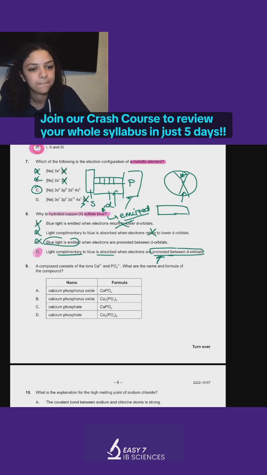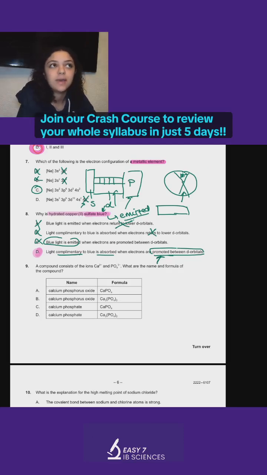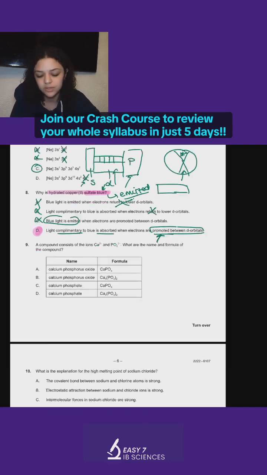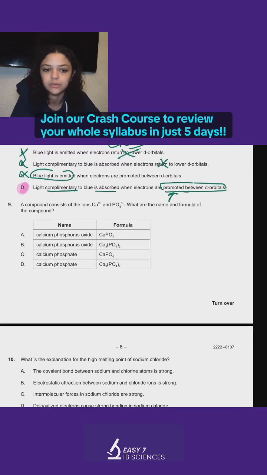What paper is this? This is the May 2022 Time Zone 1, paper 1H. This is an HL question. Yes, it is. Don't worry. If you don't know this is an HL question, we still haven't covered it in the crash course. We're going to get to it.